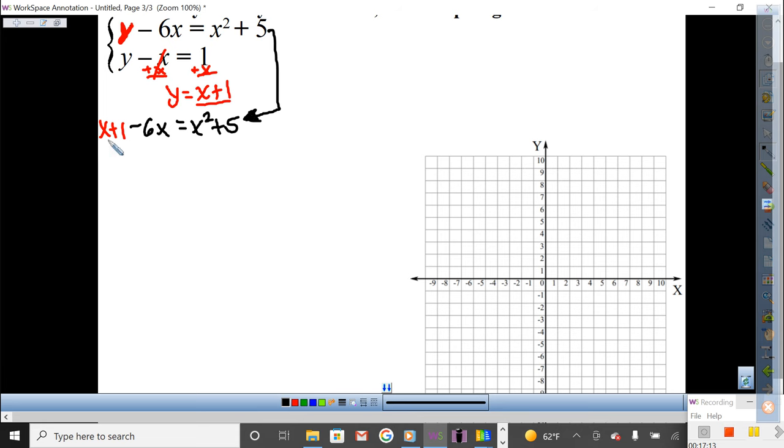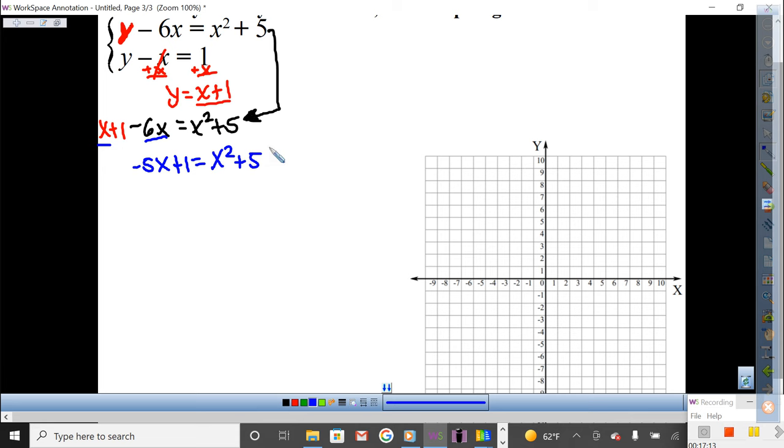Next, we're going to combine to make it a quadratic. Here we go. Can I combine stuff right here? Yeah. I end up with what? X minus 6x, that's negative 5x, plus 1 equals x squared plus 5. Okay. And we're doing this together. This next part's going to be together because we should be able to do the rest together.